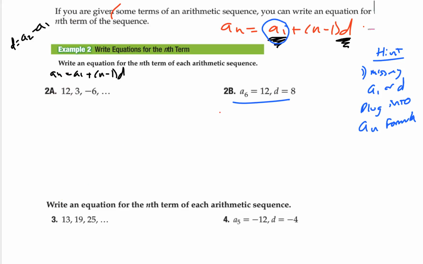So let's plug what we have into this formula here. So here's my formula. And I'm going to plug what I have in. My common difference is 8. a6 equals 12. So what does this mean? When I plug in 6 for n, it equals 12. That's what all that means. So it's going to be like this.